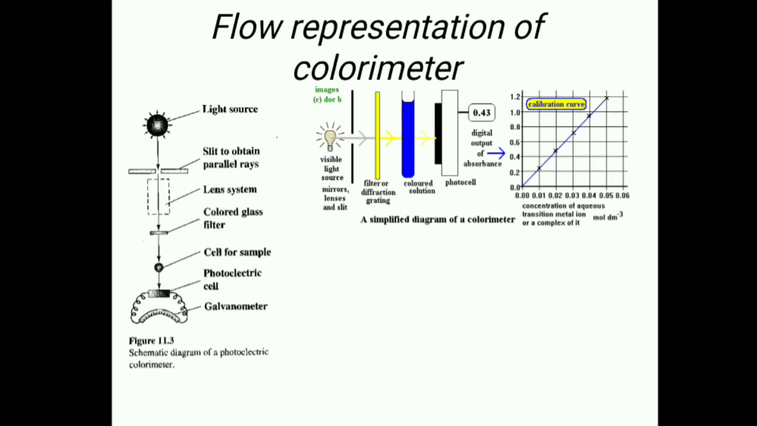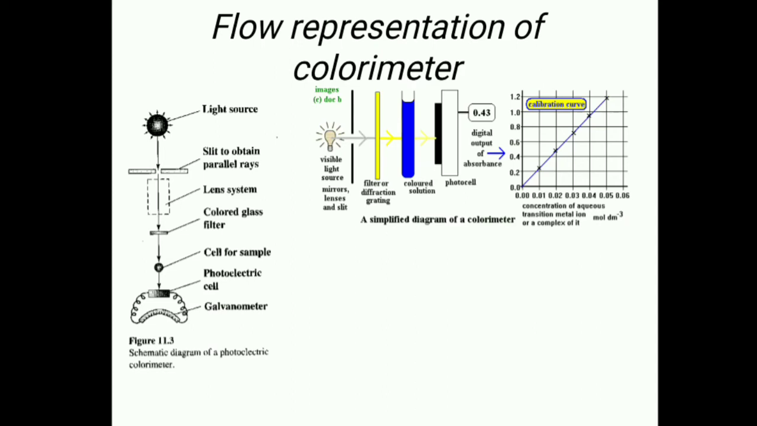Next we have the flow representation of colorimeter. First we have a light source, visible light source. Next we have the slits, mirrors, lenses and slits. After that, a filter or a diffraction grating is placed. Then we place our color solution and we have a photocell. Now this photocell will convert the light energy into the electrical energy. Then we have a digital output of absorbance.